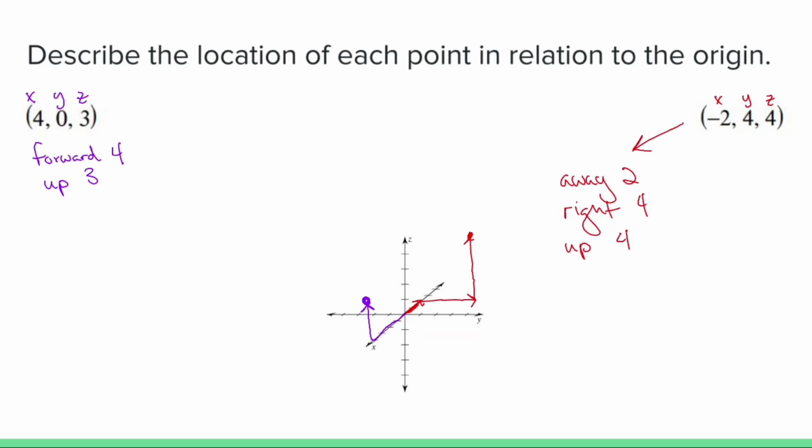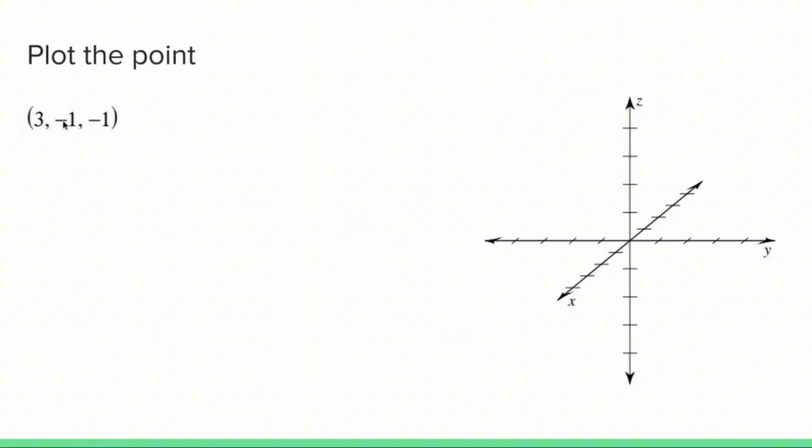And that's how you would describe these 3D points in relation to the origin. Fun, fun. Plot the point 3, -1, -1. Well, 3, -1, -1 is in x, y, z format. So what we're going to do is look at this and notice that x is this weird diagonal looking axis. So we're going to go 3 in the positive direction, which is going to be towards you. So 1, 2, 3, that's where we are so far.